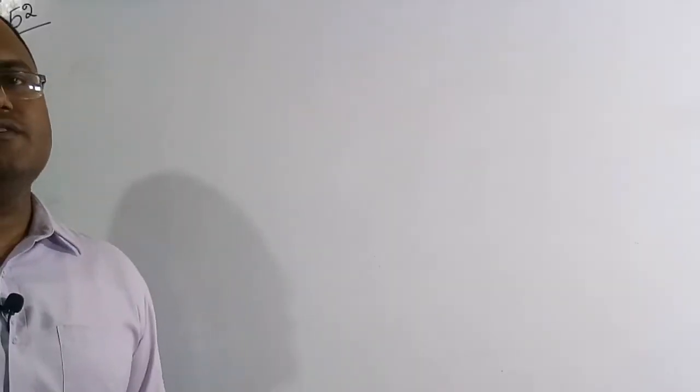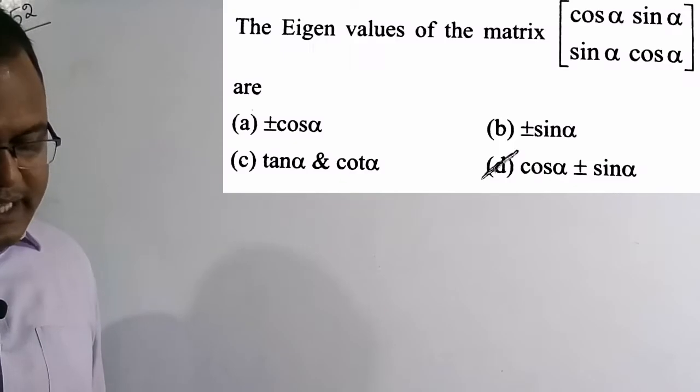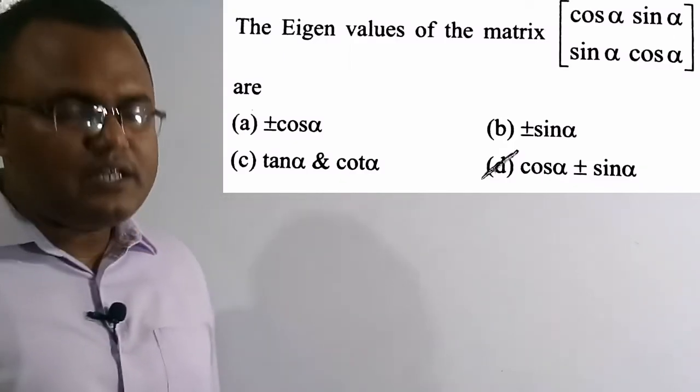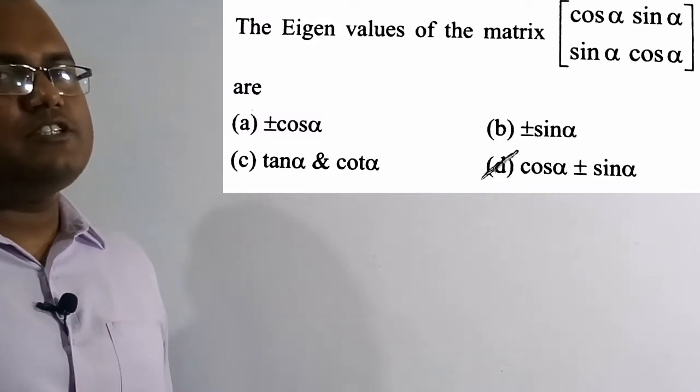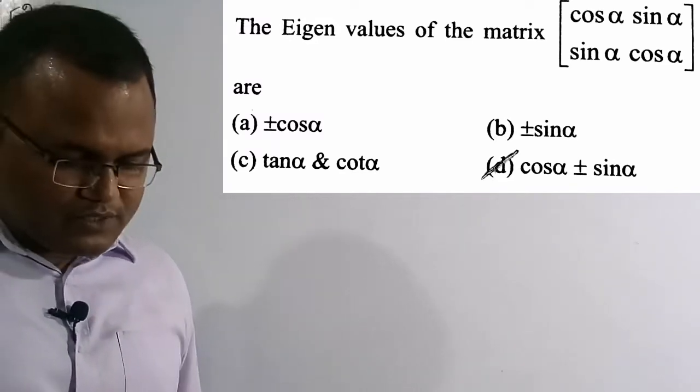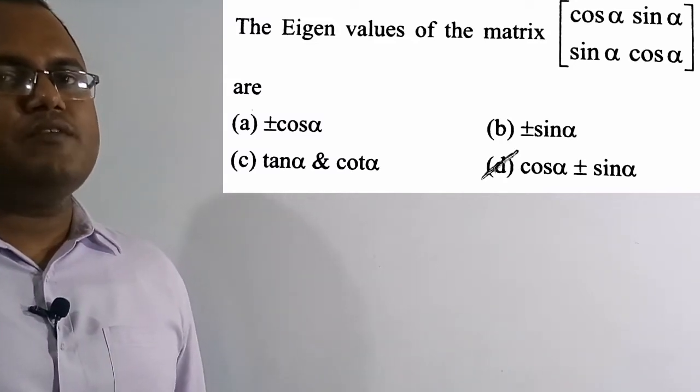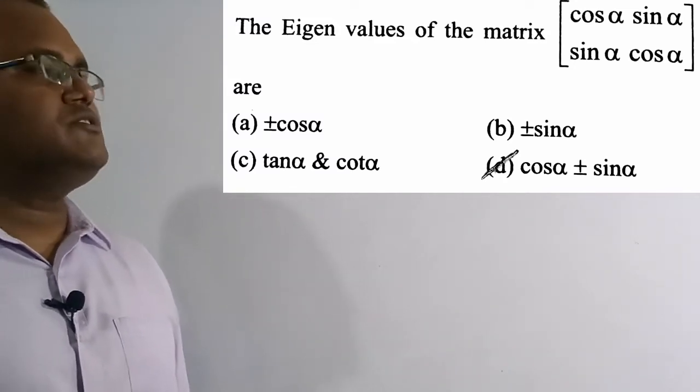So now we are going to solve the 52nd question. See the question here, the eigenvalues of this matrix. They have given a certain matrix of cos alpha, sin alpha and cos alpha. For this matrix we have to find the eigenvalues. Out of these four options, option D, cos alpha plus or minus sin alpha, is the correct solution of this question. So let's solve this numerical.